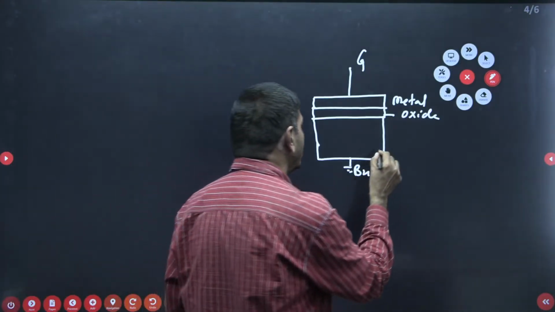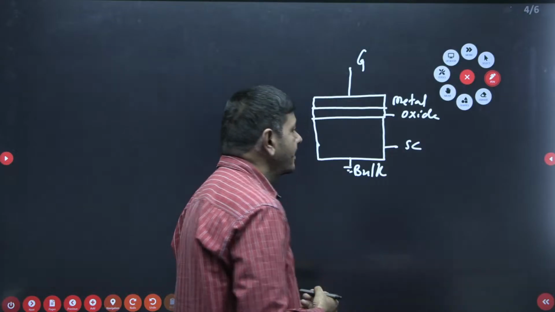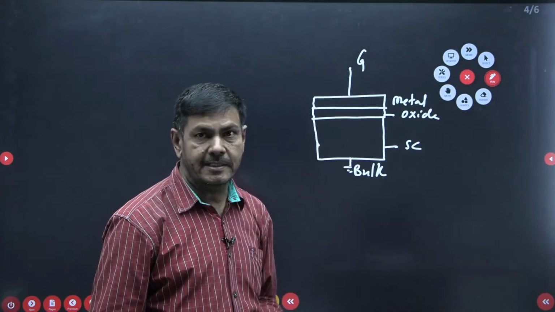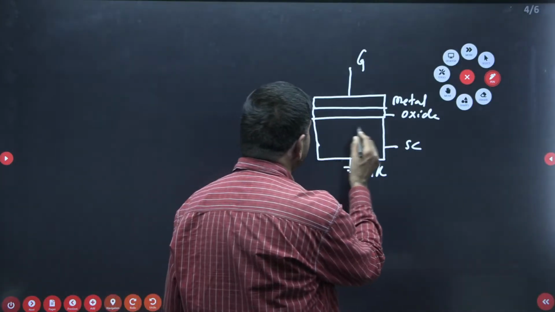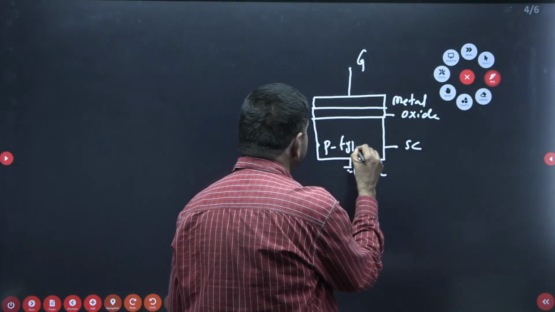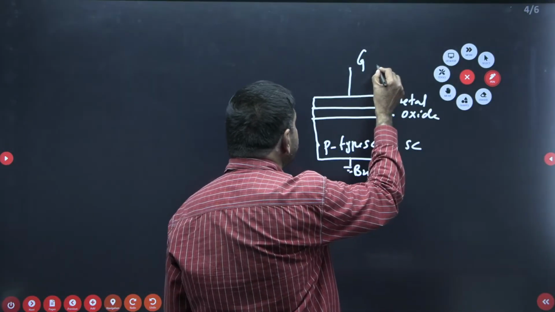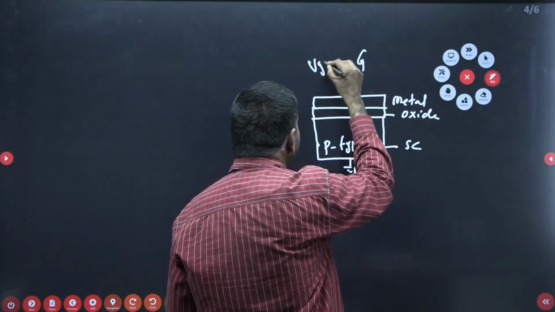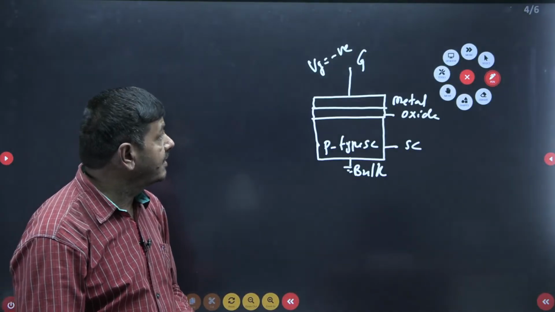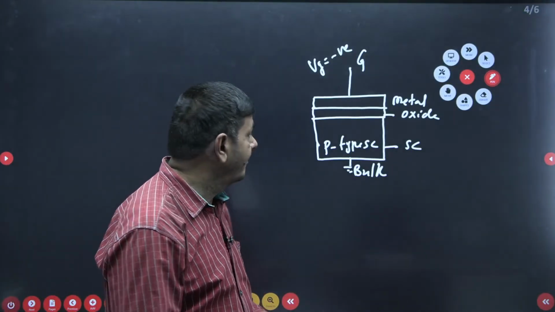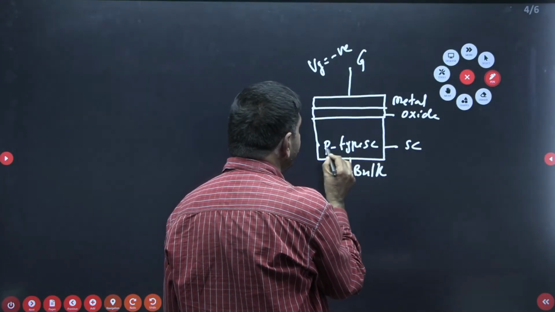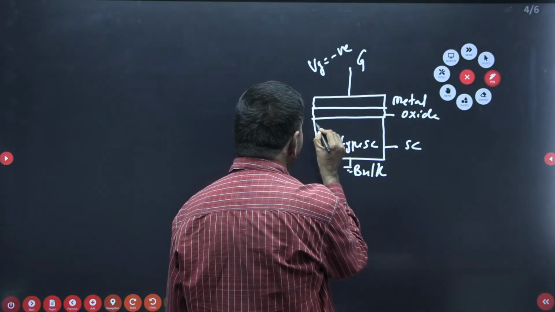This is a semiconductor, no doubt. Suppose I am using a p-type extrinsic semiconductor here. The gate is given a negative potential. Negative is given, what is going to happen? Negative, and P-type is positive. The holes, the majority carriers, will be attracted here now.